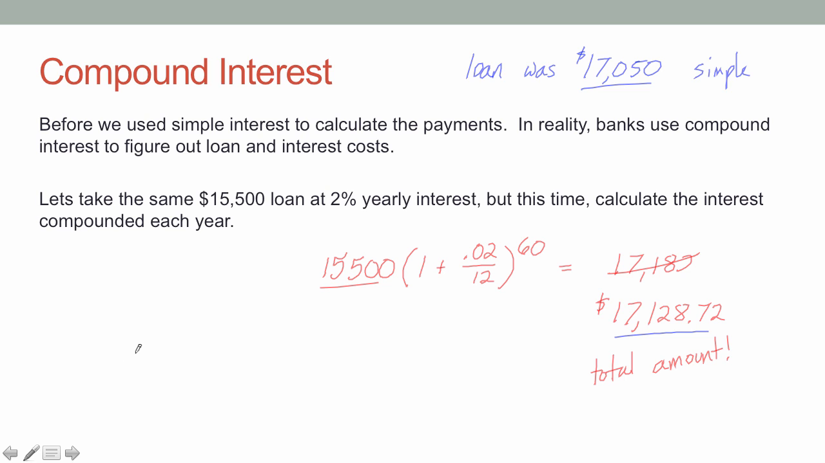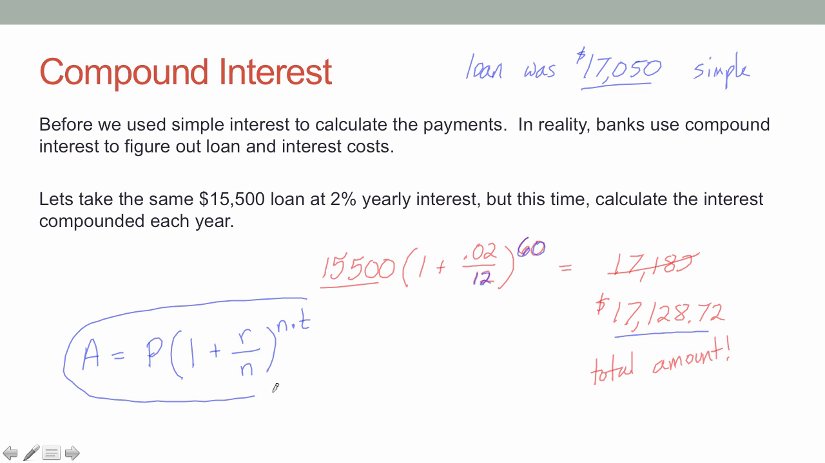By the way, the formula for compound interest is the loan amount equals your principal times 1 plus your interest rate per year divided by n. N is how many times you want to compound. We did 12 because there's 12 months in a year. So n is how many times per year. And we do n times t, and t is the number of years. We did 60 over here because 60 is 12 times 5. 12 months and 5 years is 60 months. So that's your compound interest formula. If you want to jot that down, keep that in your notes, use it for the rest of this class.